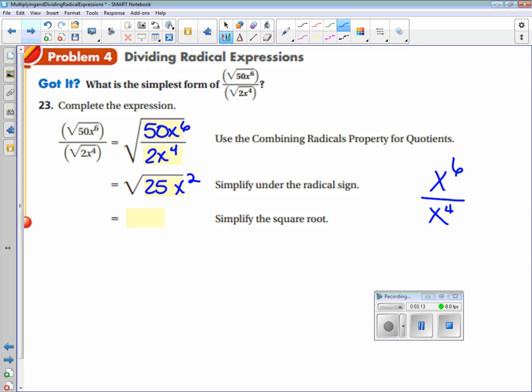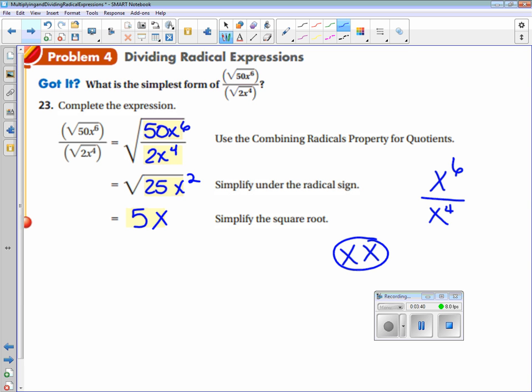So now I'm just looking at my square root, and I want to simplify what's there. What's the square root of 25? 5. What's the square root of x squared? It's just x. If you want to think about it, x squared is just x times x. I'm looking for groups of 2. I have one group of 2 that I can bring out. There's nothing left underneath my radical.